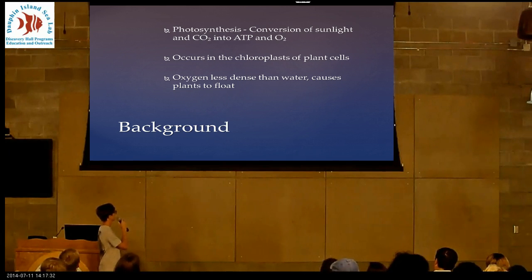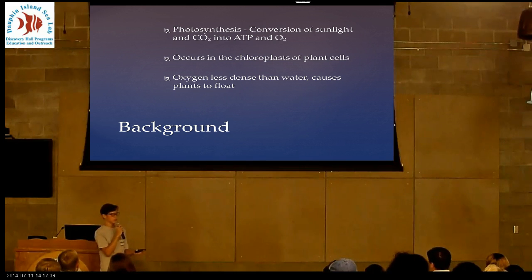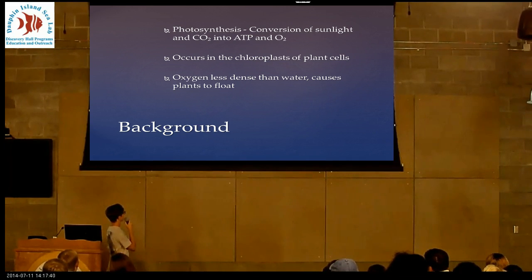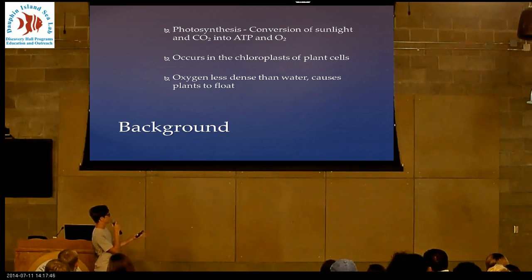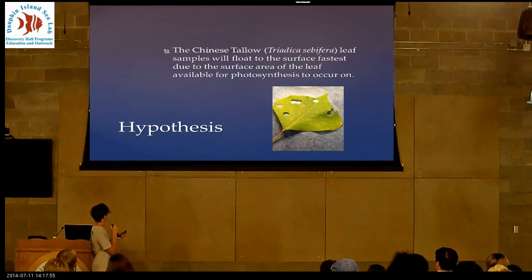A little background: photosynthesis is the process that plants do. They convert CO2 into oxygen and produce ATP. It occurs in the chloroplast of the plant cells, which is the little green part in the cell. And oxygen is less dense than water. So if you have oxygen underwater, it'll cause the plants to float. So that was really the basis of my project.